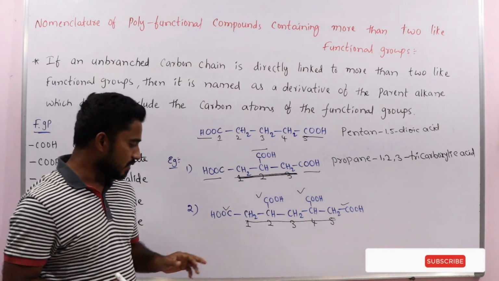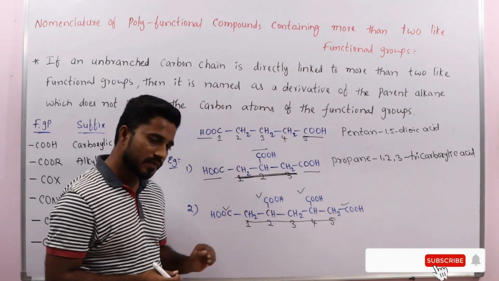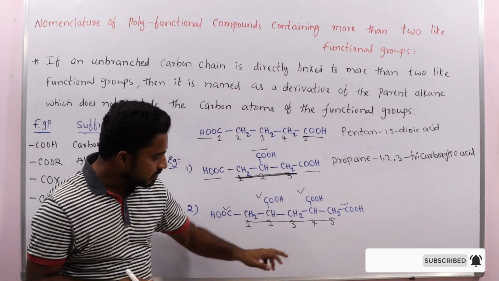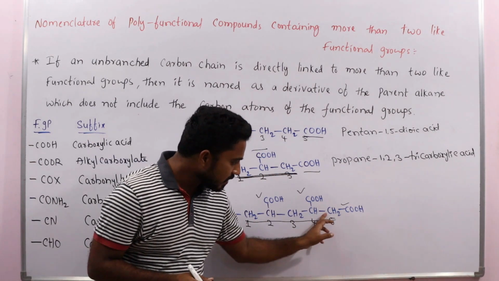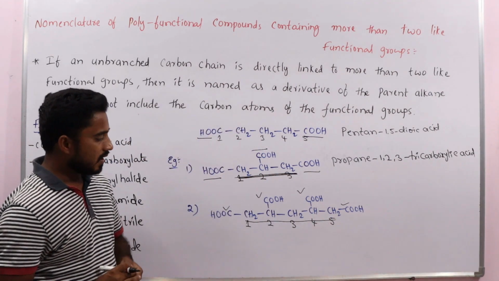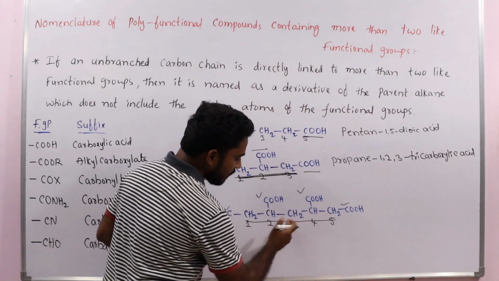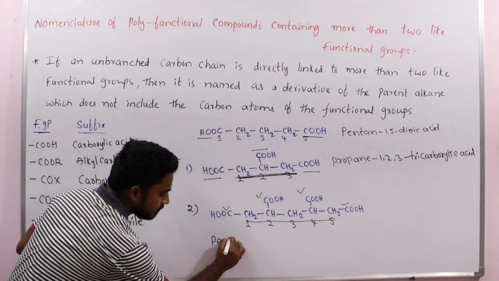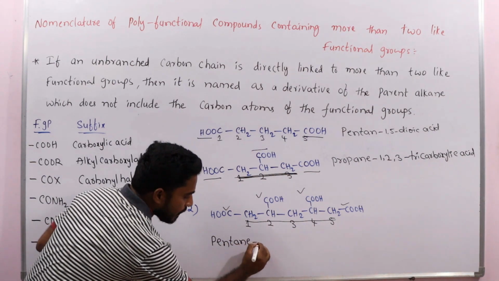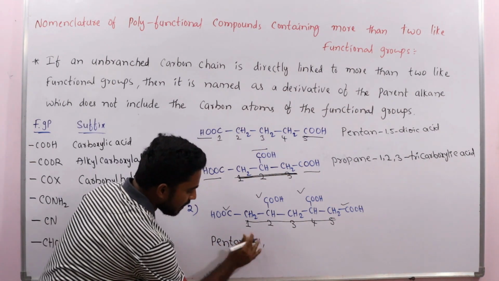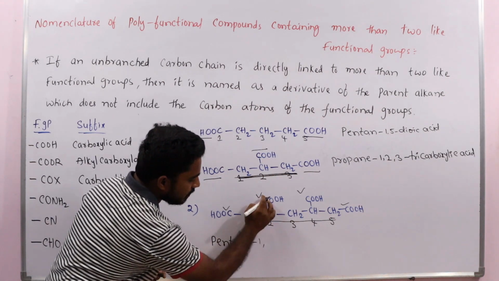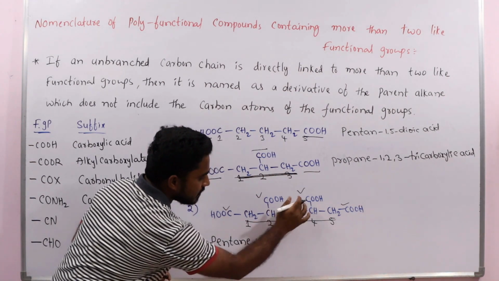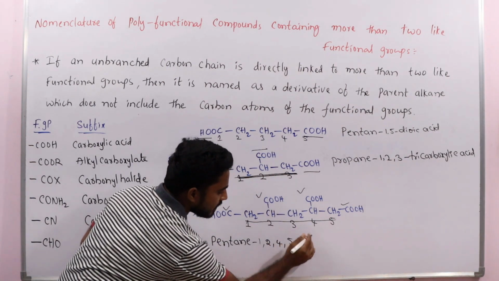COOH groups are present. One is at the first carbon, one is at the second carbon, one is at the fourth carbon, and one is at the fifth carbon. Then what is the root word here? Totally 5 carbons in the parent chain. That's why pentane. Okay, 1 comma, next 2 comma, next 4 comma, next 5.